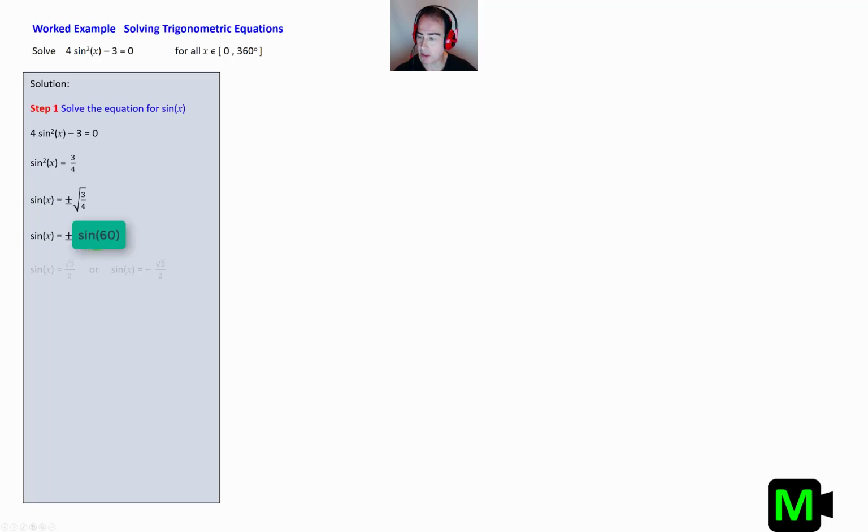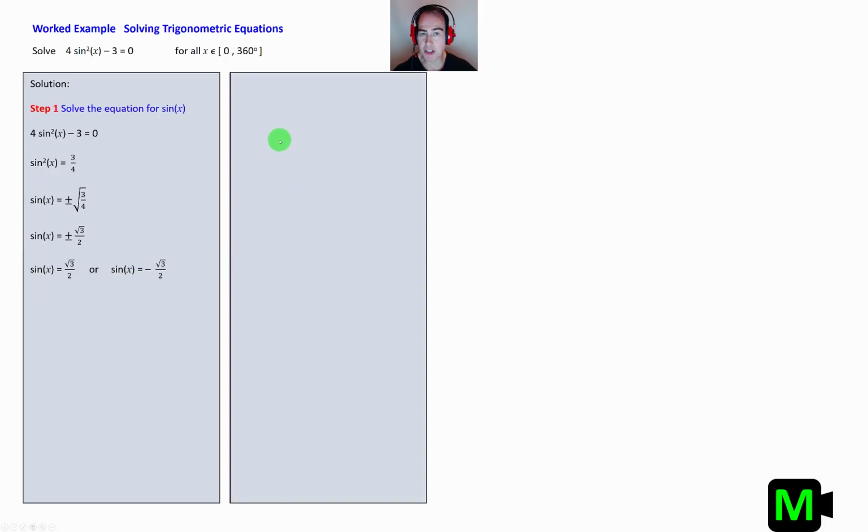So what we'll do here is we'll consider this as two separate equations, sine x equals positive root 3 over 2, note the positive is not shown since that is default, and sine x equals negative root 3 over 2. That's the end of stage 1, or the part solution step 1, since we have now got the equation in the form sine x equals. This gives us, of course, two possible equations. Each of these can separately be solved.